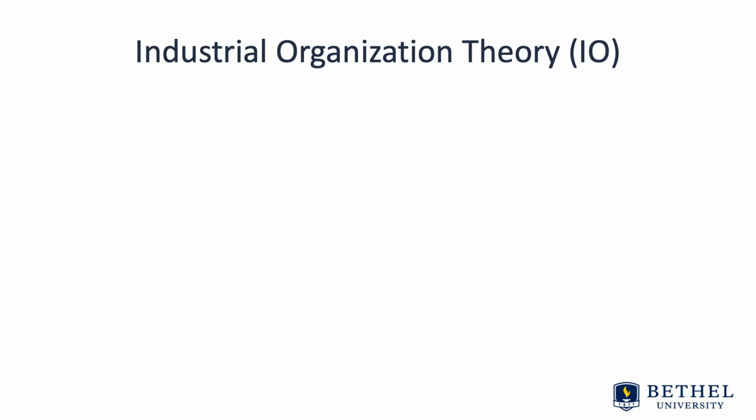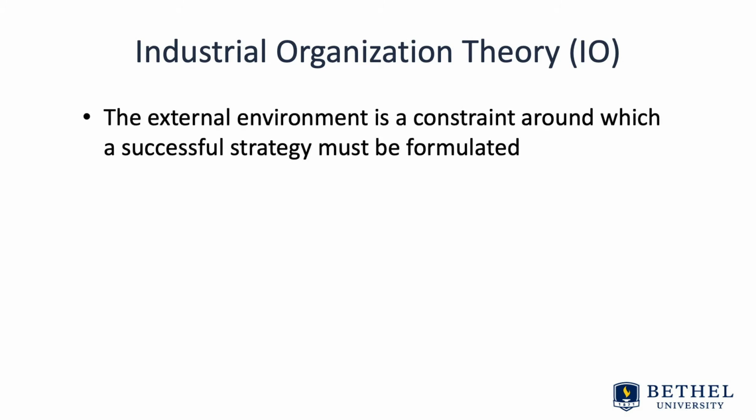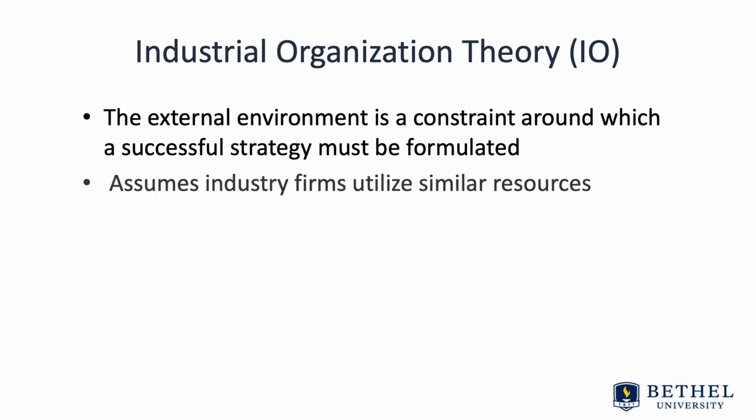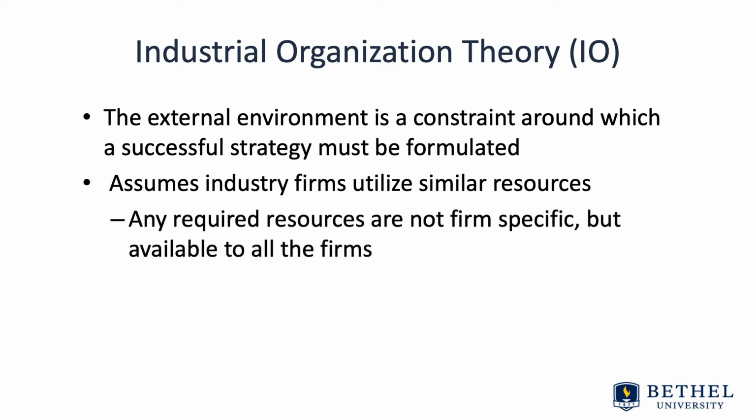The industrial organization model, or IO theory, argues that the external environment is a constraint around which a successful strategy must be formulated. This is driven by the assumption that industry firms utilize similar resources, and moreover, any required resources are not firm-specific, but available to all the firms.